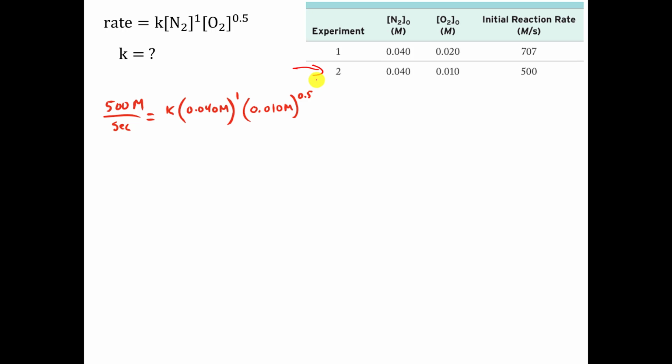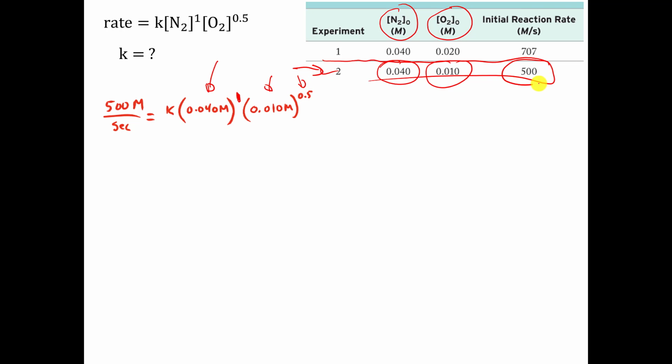So it looks like I picked experiment 2 here. So what I did was I said I want to use the numbers in experiment 2. The concentration of N2 in experiment 2 is 0.04, so I wrote 0.040 molar there. And if you look, it's raised to the first power. The concentration of O2 in the second experiment is 0.010 molar, so that's there, raised to the 1/2 power. And the initial speed of the reaction in experiment 2 is 500 molar per second.